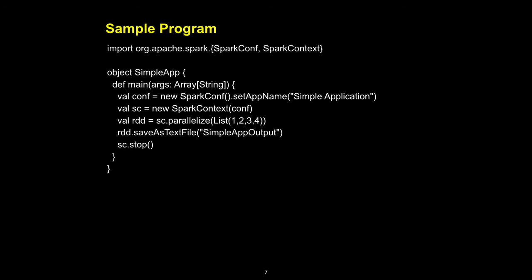And then I need my Spark context, since I'm just doing RDDs, to keep it simple. And to do that, I need a Spark configuration. And all I do is give it a name. And then I take a list and parallelize it, and then I write it to a file.